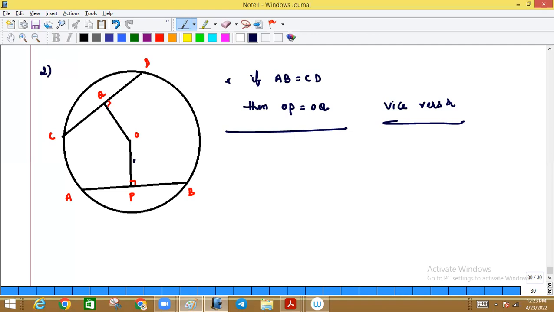Suppose both of them are 5 cm away from the center. Therefore, AB length is equal to CD. Suppose AB is 10 centimeters, then CD is also 10 centimeters. Then the distance from the center to the chord is the same. OP is the same as OQ. Understand?